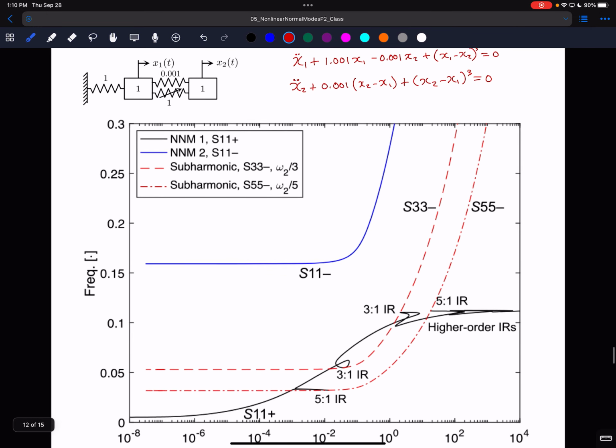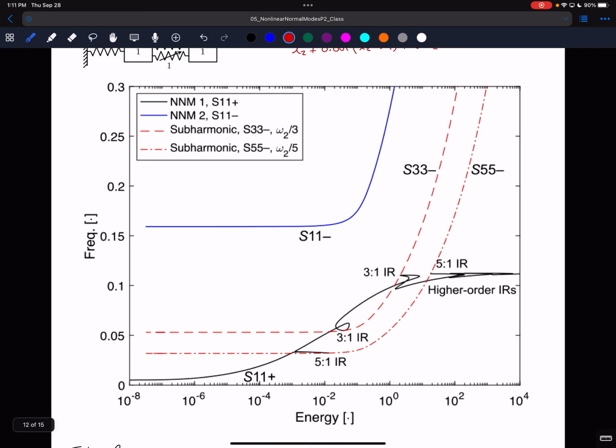Okay, and so here is the NNM computed again using that continuation approach. The two NNMs here, we end up with an S11 plus in black, and in blue is the S11 minus. And we actually get a couple of different internal resonances, some that appear at low energy, particularly we have one right here, which is a 5-to-1 internal resonance. And again, it lines up with the S55 minus curve. And then we also have another tongue right here, which is a 3-to-1 internal resonance arising from the S33 minus branch.